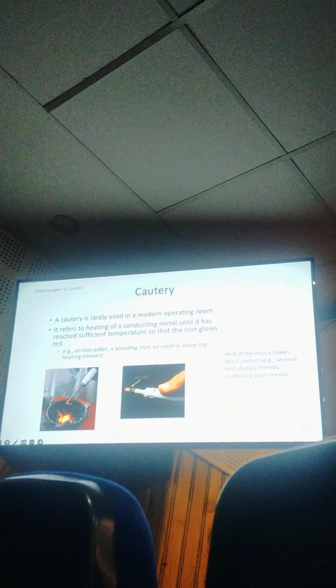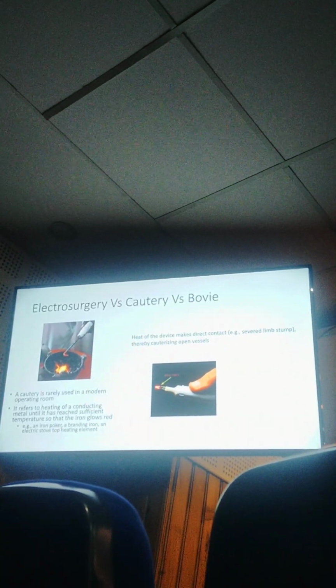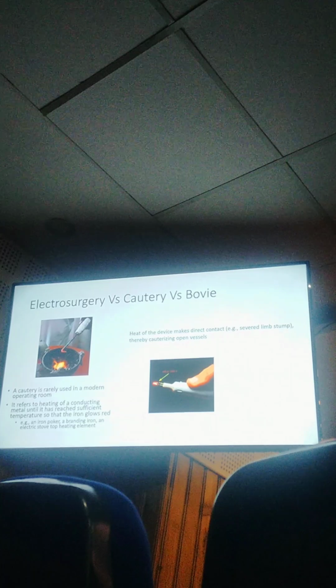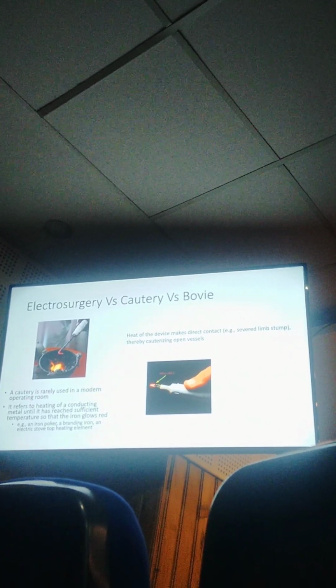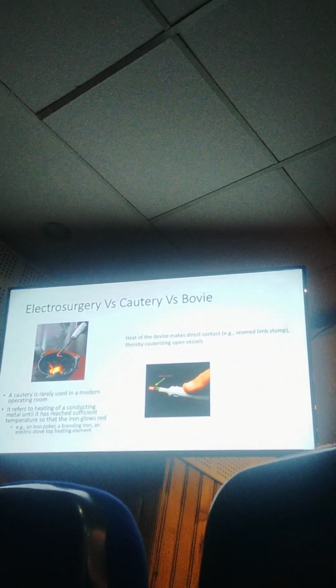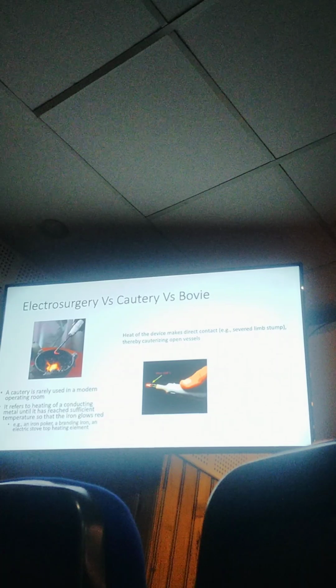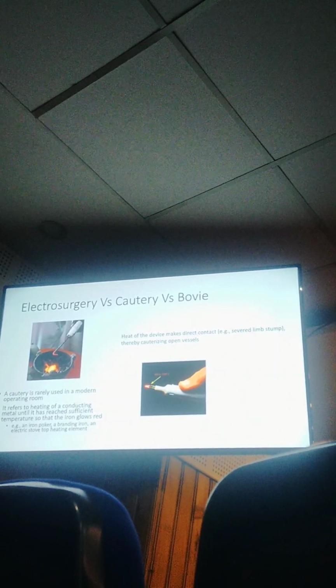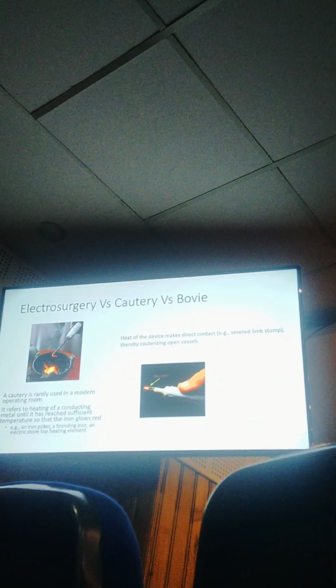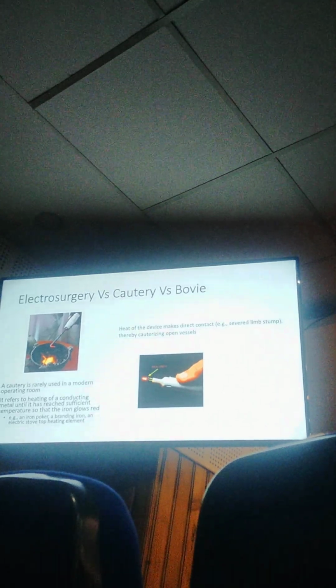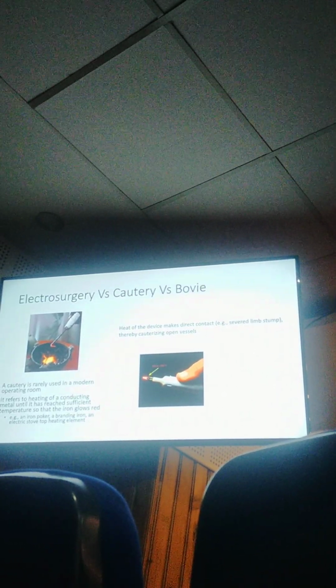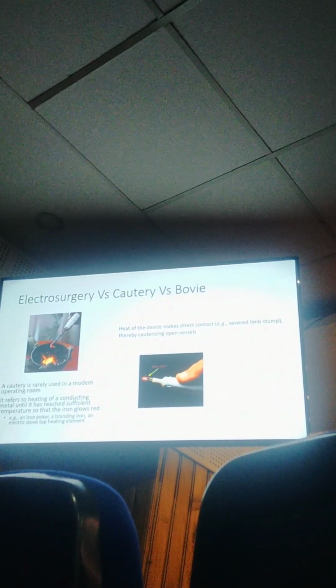So the heated device then makes direct contact with the tissue and we get the desired effect. So this is cautery: the device is heated first and then that heated tip is applied to the tissue. And this is what we are not using in our modern ORs.